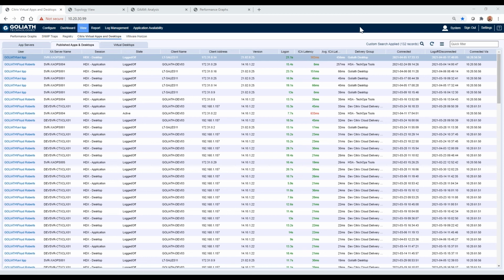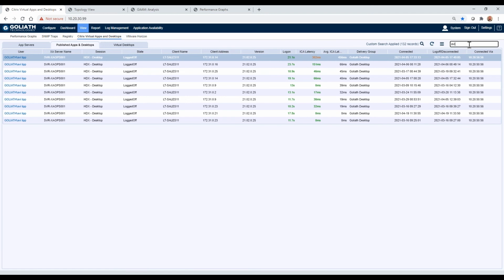So if a user is saying that they've been having performance issues for the past 3 weeks, you can very easily just search for that particular user. The screen will dynamically filter for any text that's on the screen. So now I'm looking for just that particular user sessions from the past few weeks.